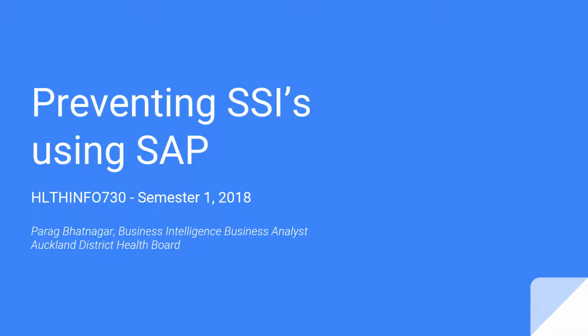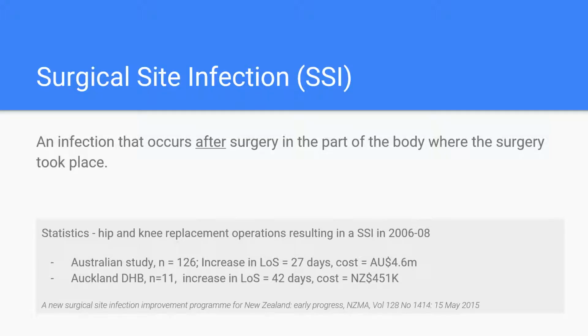I'm going to be talking about surgical site infections and how to combat them using surgical antibiotic prophylaxis. So what is a surgical site infection? Well, it's essentially an infection that occurs after surgery in a part of the body where the surgery took place.